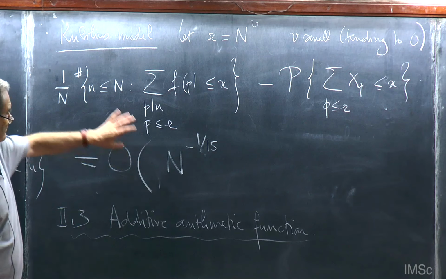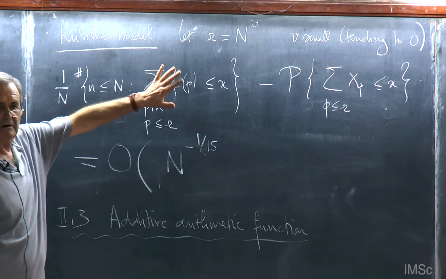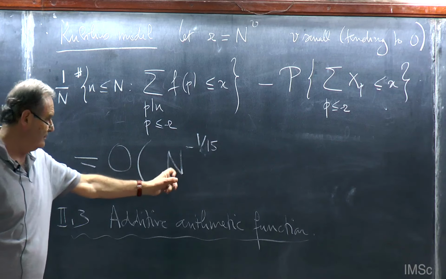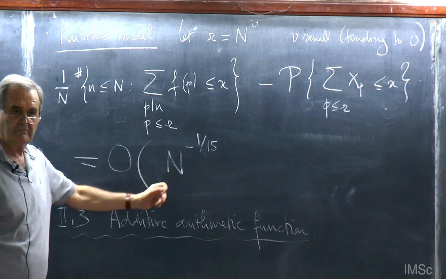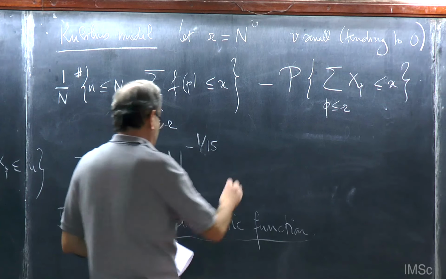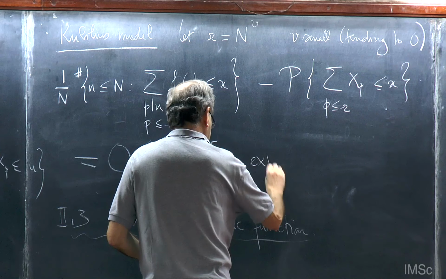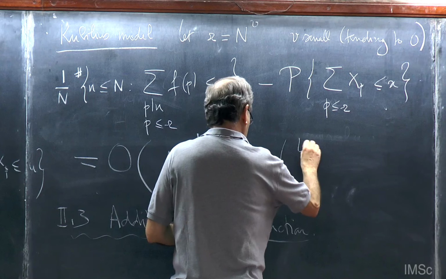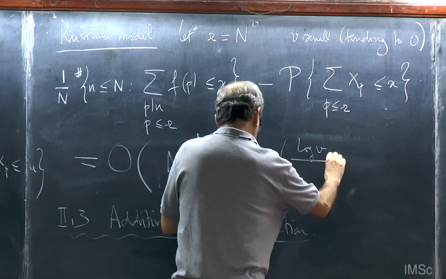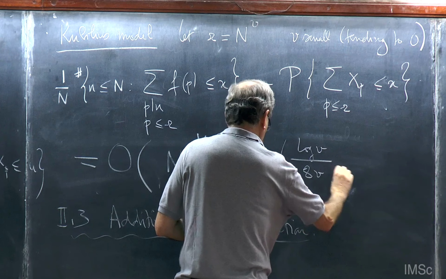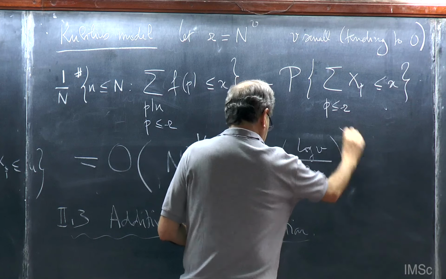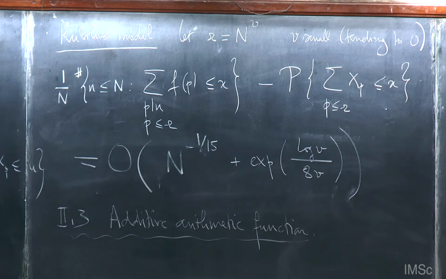It's okay, you don't care. This is about a constant, you see, both sides. Something I can consider. This is little o of 1. So this is fine. Plus some term which is exponential of log of v divided by 8v.